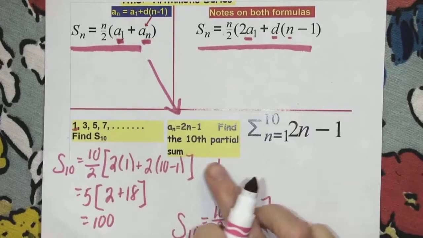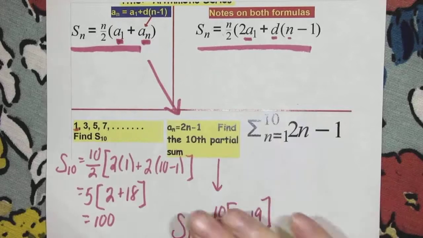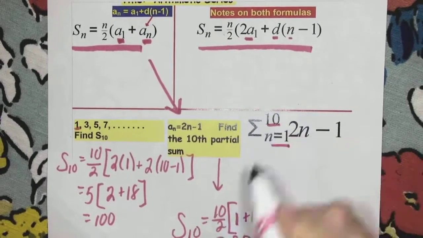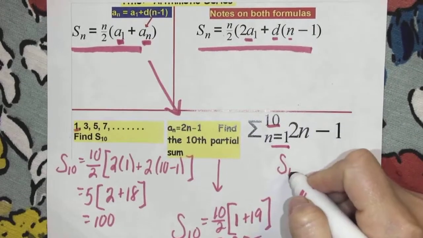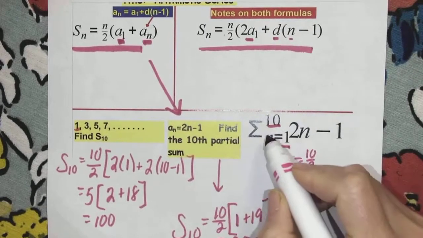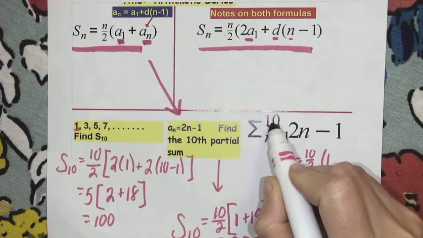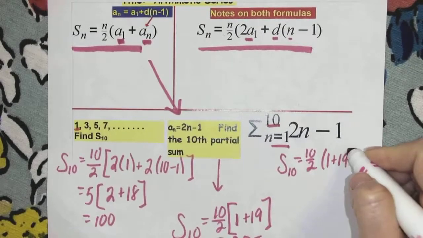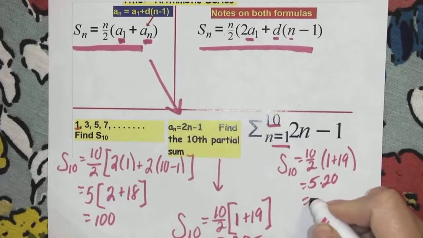This one here is just another way of writing it in this way. I want the sum of the first 10 numbers. Again, I could find all 10 and add them up. Or I can easily find the first term and the last term and use this formula up here. So again, for this one, it'd be sum of the first 10 numbers. 10 over 2. To find the first term, plug in a 1. 2 times 1 minus 1 is 1. To find my 10th term, plug in a 10. 2 times 10 minus 1 is 19. So then I would have 5 times 20 again, which is 100.